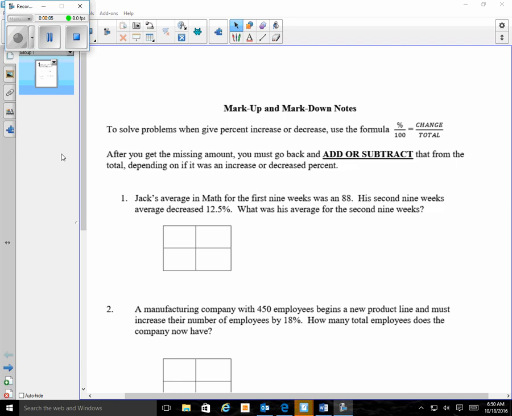Today we're going to do markup and markdown notes. Now this is the second piece that gives you your percent increase and decrease, so make sure that you are doing this in one day because these actually fit very well together.